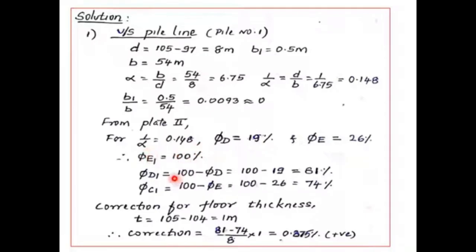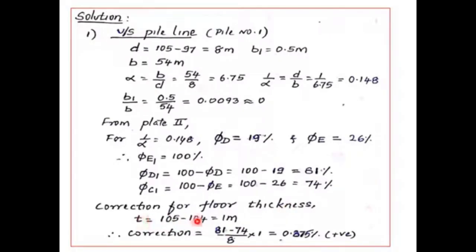Phi 1 is 100%. So after finding phi D and phi E for this ratio 1 by alpha, we get the pressures at the key points D1, which is at the end of the bottom of the pile, and C1 on the right side of the pile. So from 100% it is 81%, and then it reduces to 74 percent. So that's how you find out the pressures at the key points D1 and C1. However, we are considering a horizontal floor of negligible thickness when these pressures are determined. So therefore, we have to apply the corrections for floor thickness.